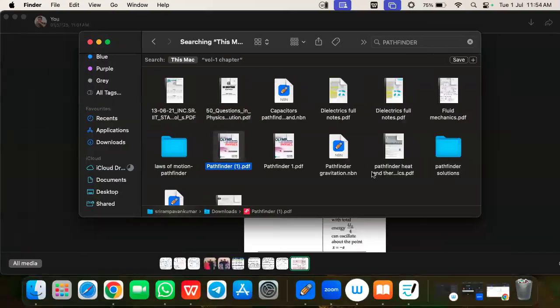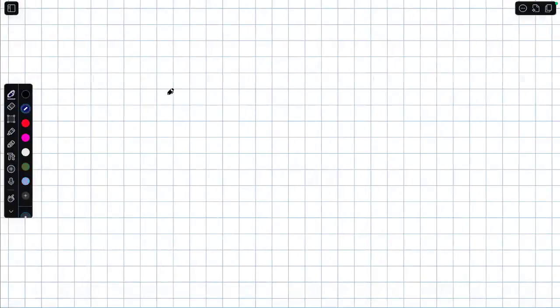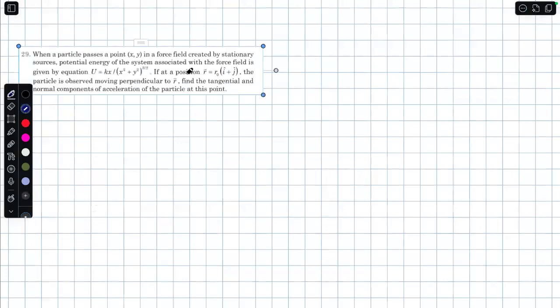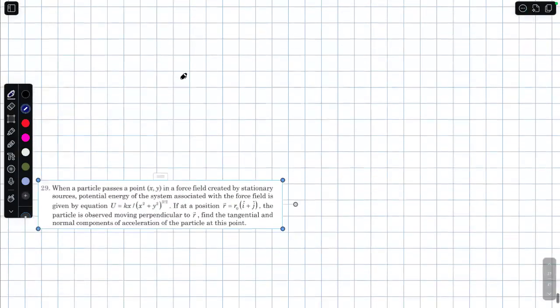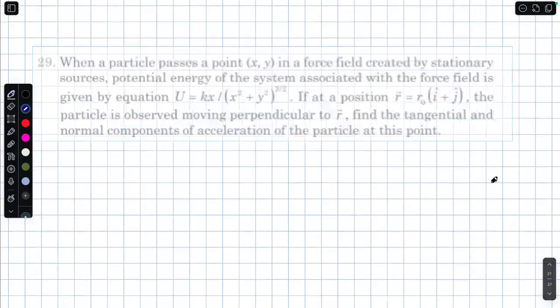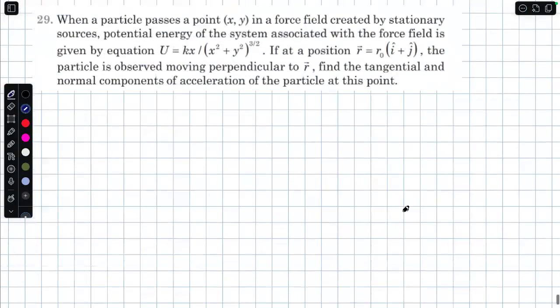Can you please work on this question? All is yours. Can you please work on this question? Thank you. Right.